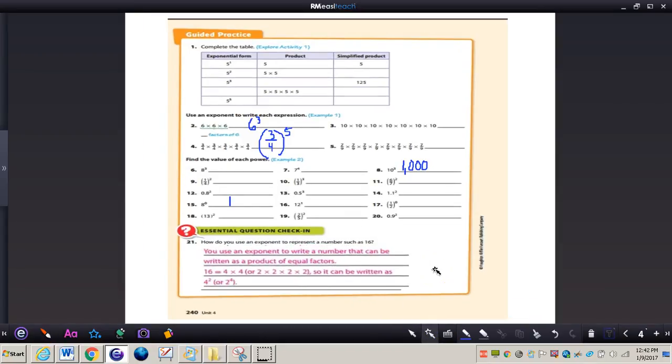Now let's take a look at the essential question. Check-in says, how do you use an exponent to represent a number such as 16? You can use an exponent to write a number that can be written as a product of equal factors. In other words, 16 equals 4 times 4, or 2 times 2 times 2 times 2. So it can be written as 4 squared, or 4 to the power of 2, or 2 to the power of 4.